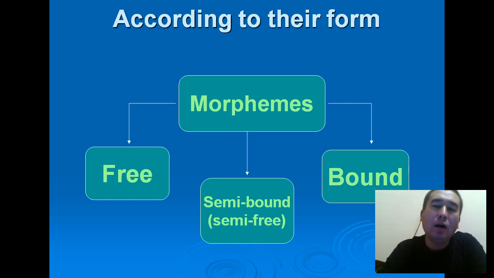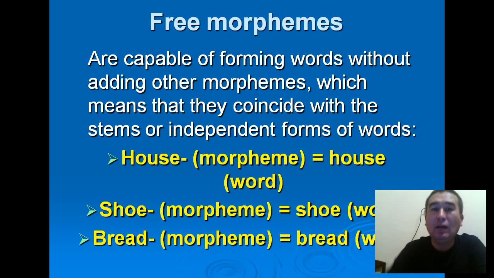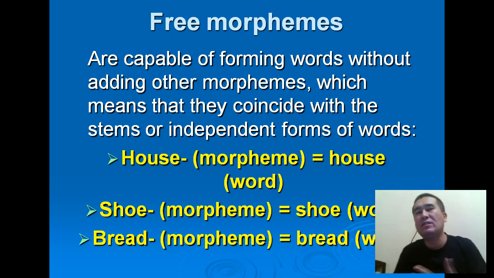Free morphemes are capable of forming words without adding other morphemes, which means that they coincide with the stems or independent forms of words. For example, house, morpheme and word; shoe, morpheme and word; bread, morpheme and word. So sometimes morphemes and words can coincide with each other.